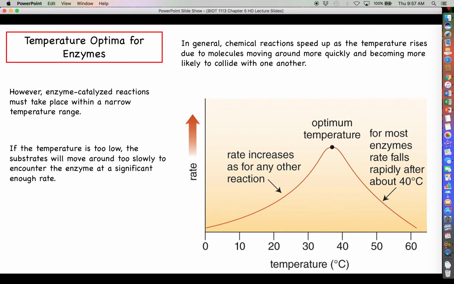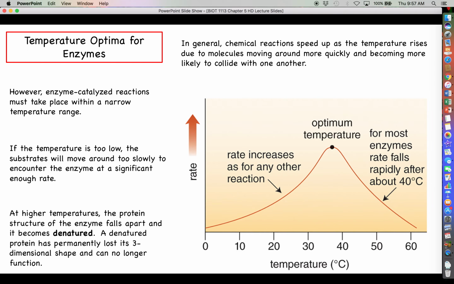So that actually makes sense, and that would be true for any other type of reaction, enzyme or not. If the temperature is too low, the substrates are going to be moving around too slowly to really ever encounter the enzyme at a significant enough rate. So when things get colder, reactions slow down. That's true no matter what.